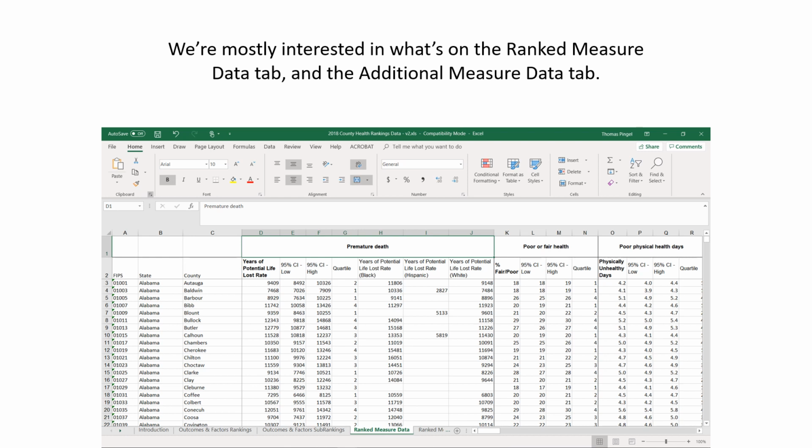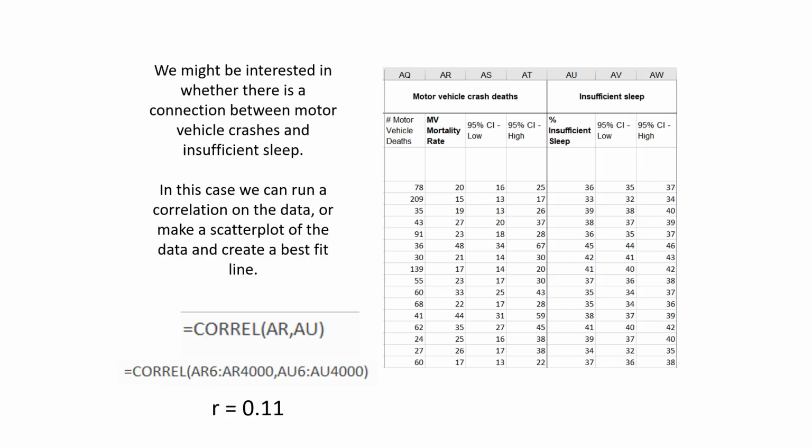So let's take a look at the next slide. If we are interested, for instance, in finding connections between variables, we might try to run a correlation between two columns. So we could, for instance, in Excel, take two columns that we're interested in, in this case, the motor vehicle mortality rate and the percent saying that they've had insufficient sleep within whatever bounds that question corresponds to. Maybe it's the last week, or maybe it's the last month, or who knows, we could dig into that, but some metric of how much sleep people are getting.